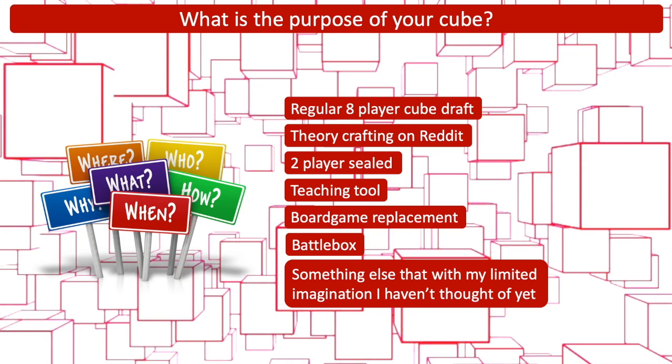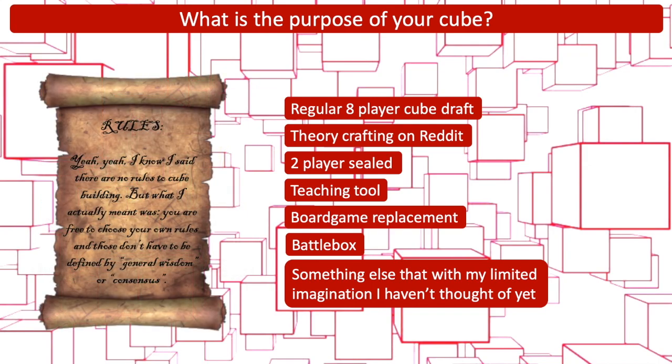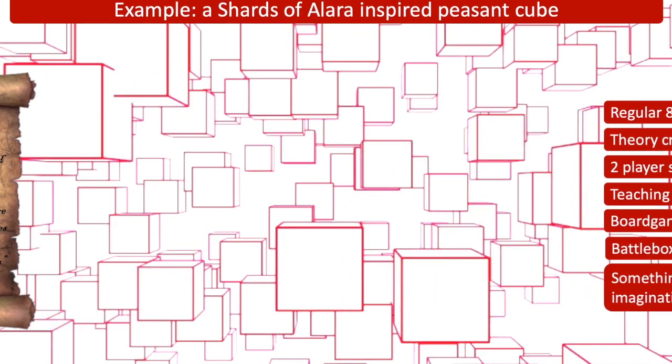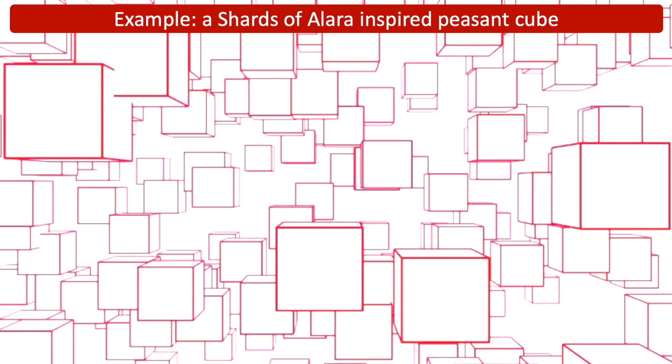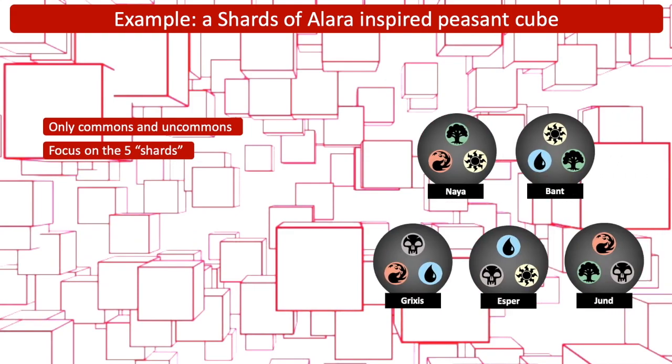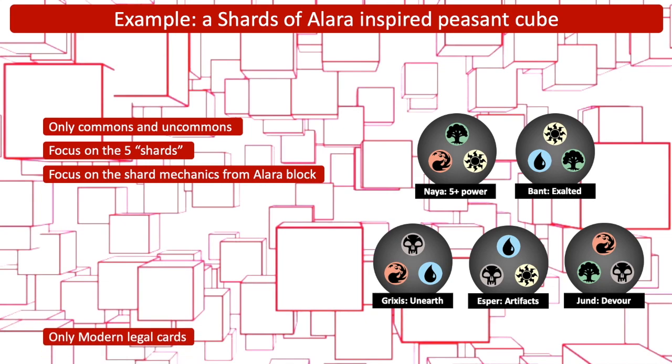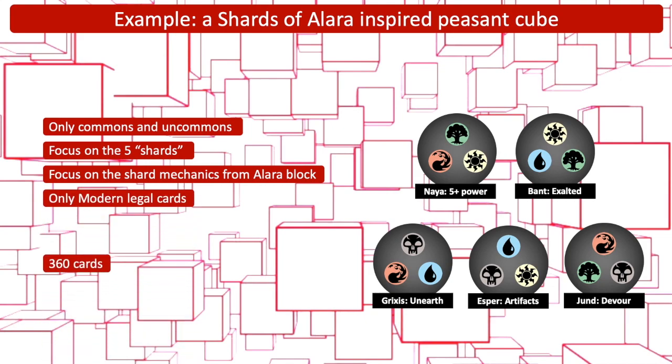Well, once you know why and for whom you want to build your cube, you can then start verbalizing a set of rules. This could be very loose, like I want to make a cube with only the best green cards in Magic, or it can be more specific, like this. I want to make an all common and uncommon cube that focuses on the 5 3-color combinations known as shards and their mechanics from Alara block. It should be 360 cards from any modern legal Magic set.